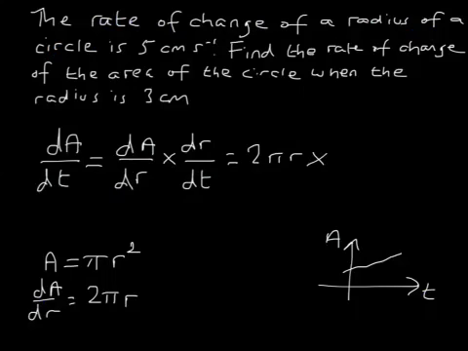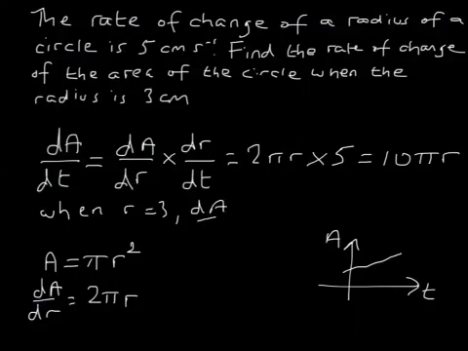How does the radius change over time? That's dr by dt. So that's 5. So that's 10 pi r. So when r equals 3, dA by dt is 10 pi times 3, that's 30 pi. And that's that question completed.